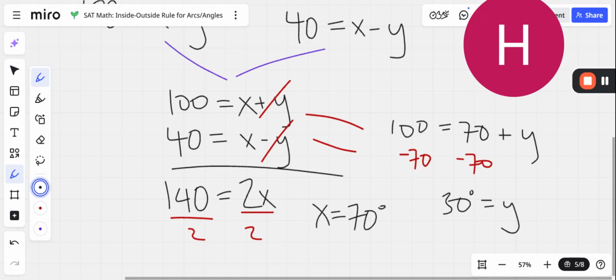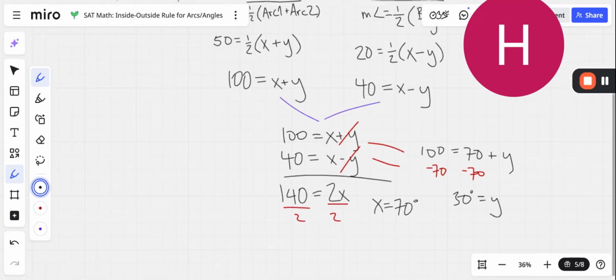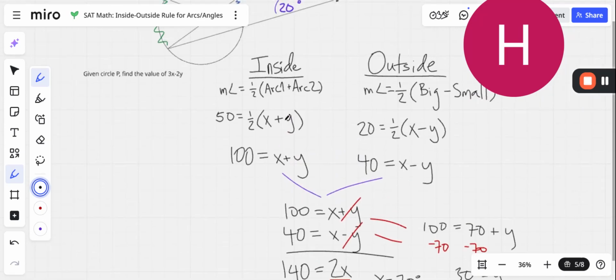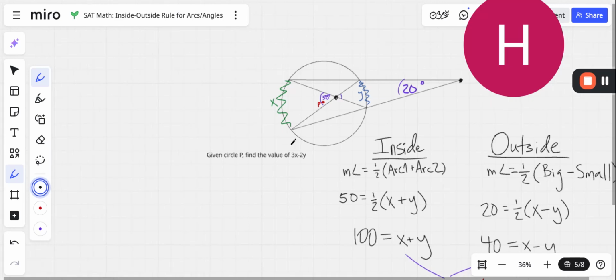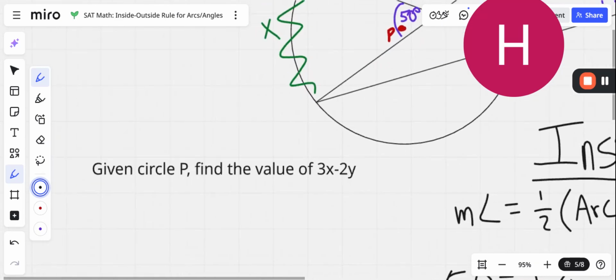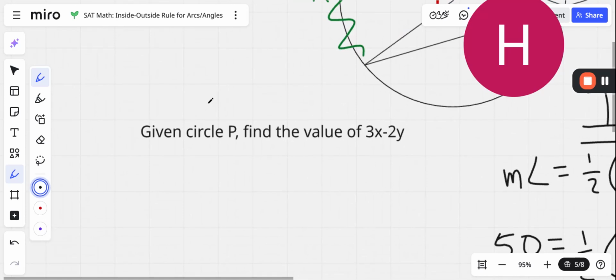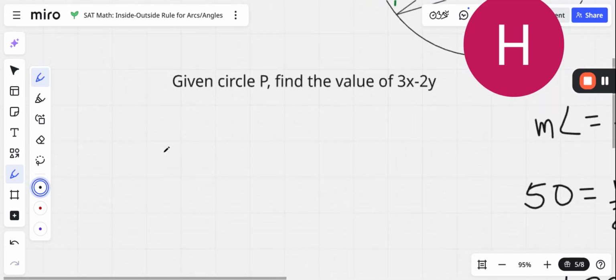We're not done, guys. You thought we were done? We're not done. Read the question. I'm doing this on purpose because the SAT will absolutely do this kind of thing. We don't just want the value of x. We don't just want the value of y. We want the value of 3x minus 2y. So just got to be a little careful there.